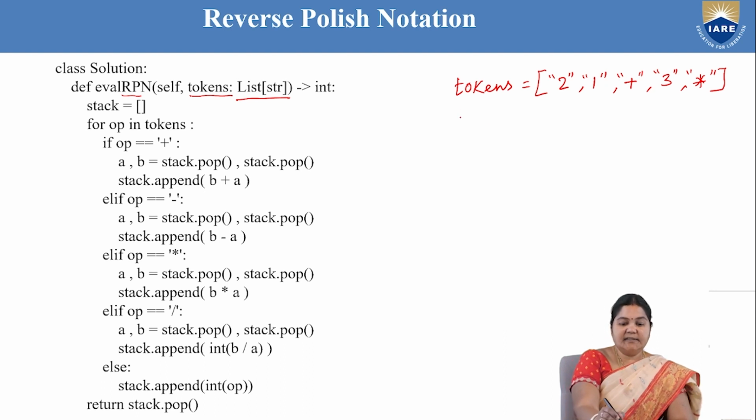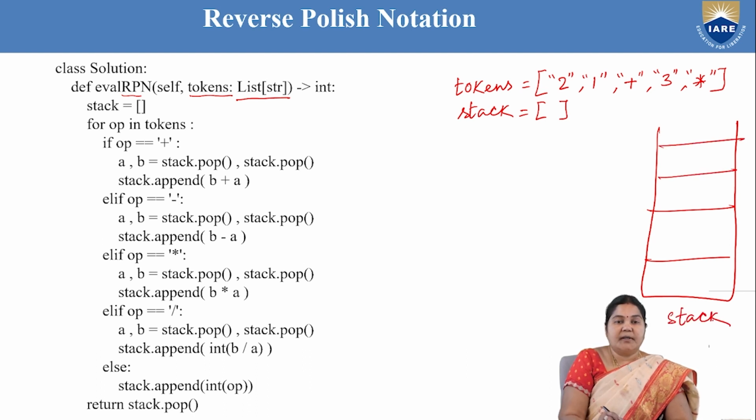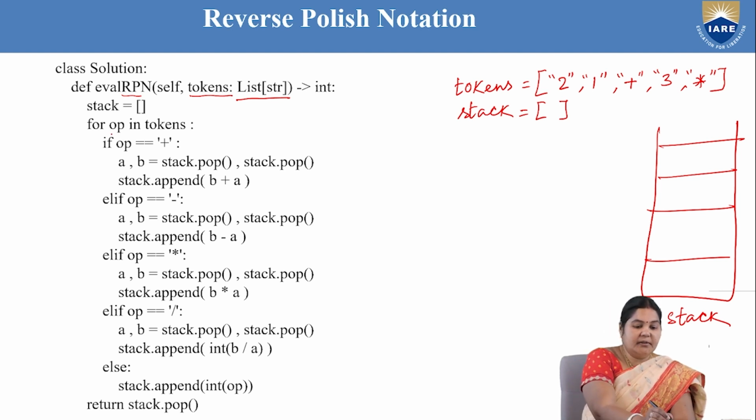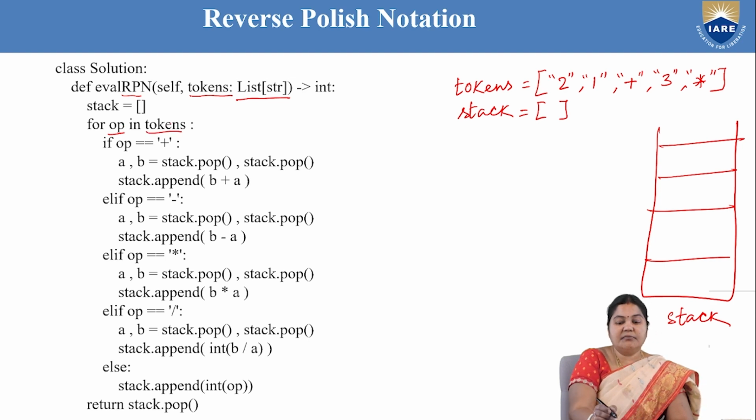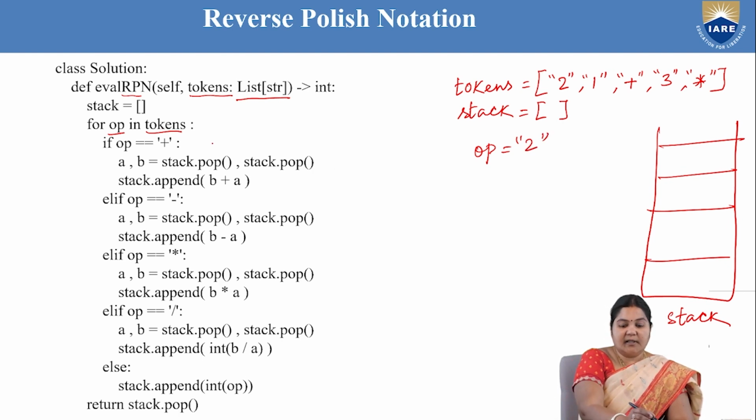So initially we have taken a stack, which is an empty list. So we'll take a stack like this. This is called our stack. Now we will iterate over the tokens because tokens is also a list, and we will check what each symbol represents. For each token in tokens, what is the first token? My first token is 2, which is nothing but an operand.